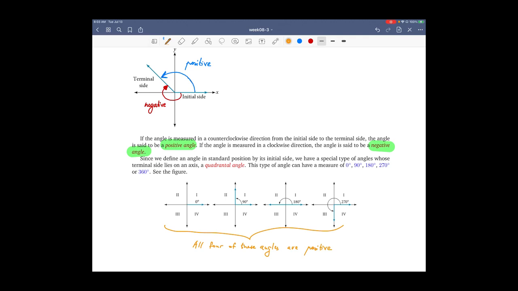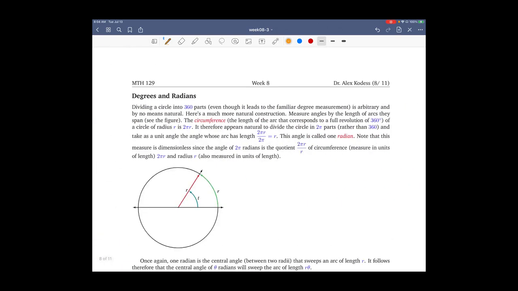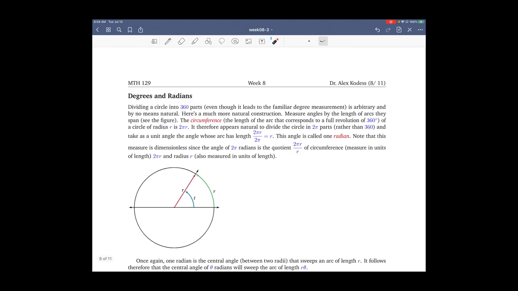All right, so we said already that aside from degrees, we also measure angles in radians. So let's talk about what radians are. People agreed for some reason to divide the circumference of a circle into 360 equal parts, and the measurement of every such part, every such angle is called 1 degree. There's nothing natural about this process. There's a much more natural way to measure angles, and this way is the following.